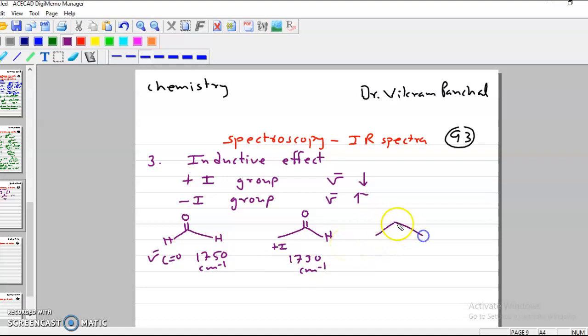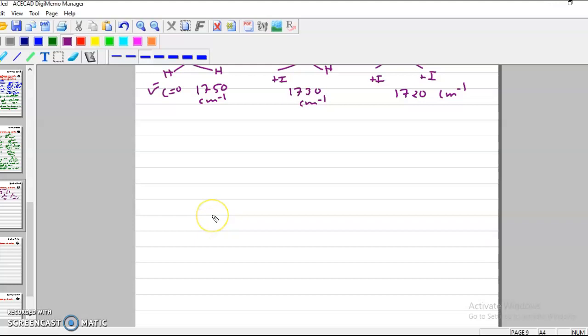Now if you put a +I group on both sides of C=O, that is acetone, then it will be still less and we get the band at 1720 cm⁻¹. So here it is seen that the +I group reduces the polarity of C=O, and therefore the frequency decreases.